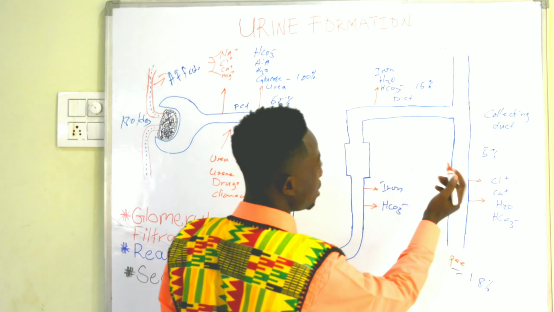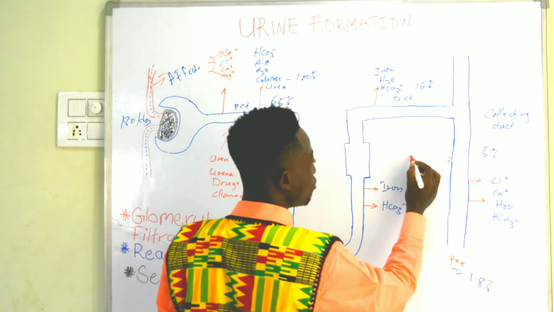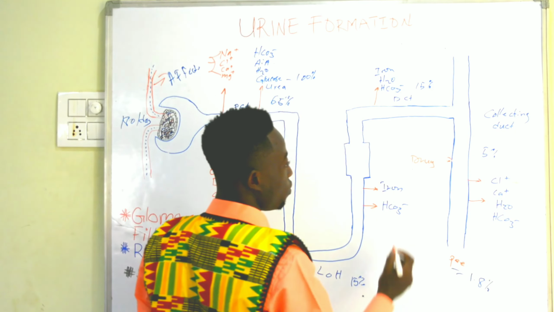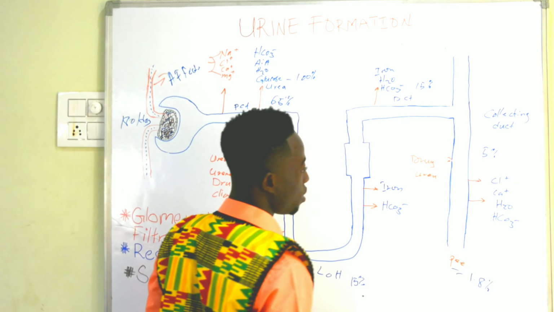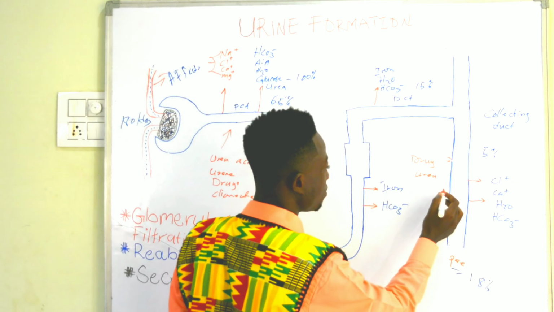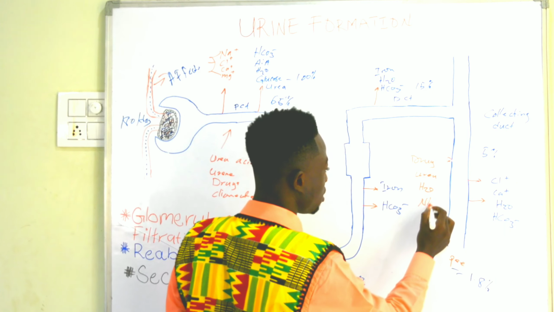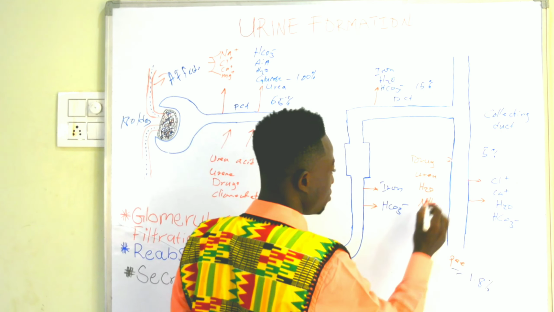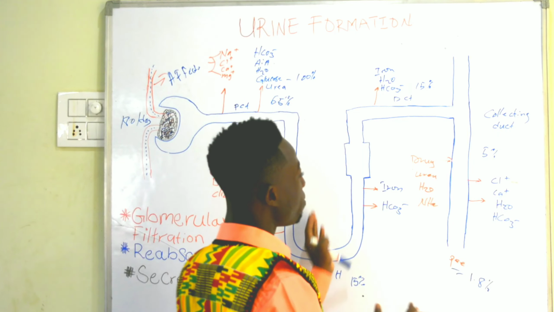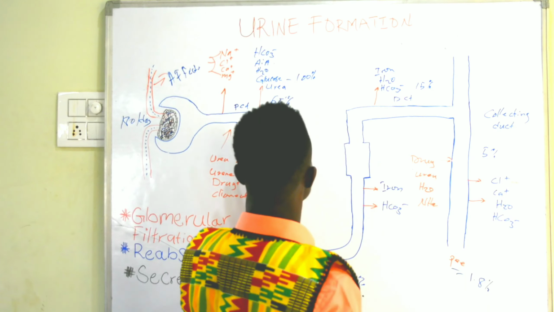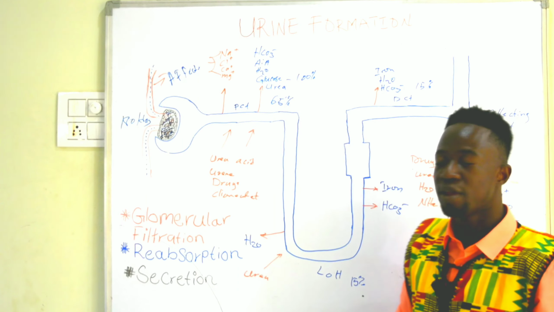And within the collecting ducts, what is going to be thrown back? We have some drugs. We have urea. We have water. We have ammonia. So these are the substances that are going to be thrown back within the nephron. So this is the total process of urine formation.